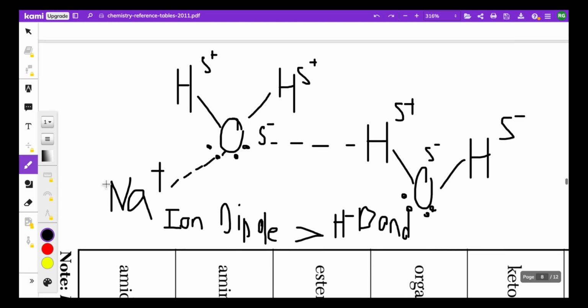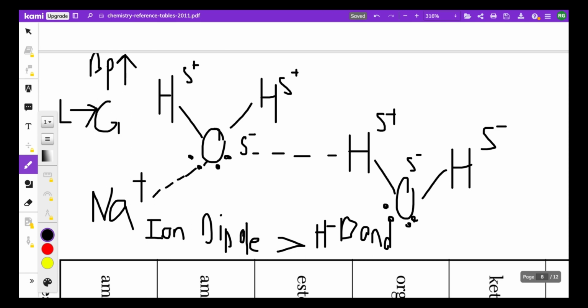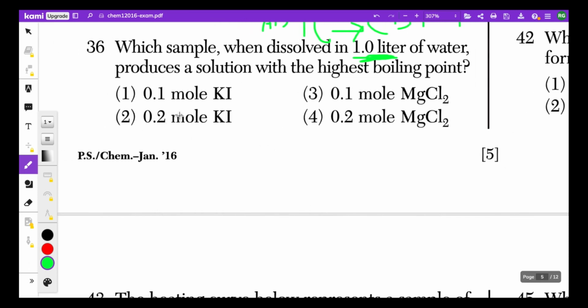And because these attractions are stronger, you're going to need more heat to break this force of attraction in order to turn from a liquid to a gas. Because when you go from a liquid to a gas, you have to break these forces of attraction. But if these forces are stronger, you need more heat. Therefore, the boiling point of your substance will increase as you add more ions. Now, let's take a look at this. The more ions you have, the higher the boiling point, which means 1 and 3 can't be our answer. They don't have as many ions.